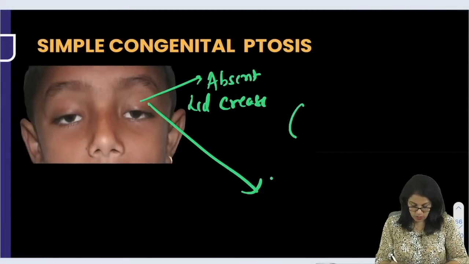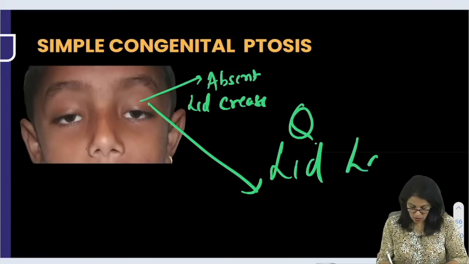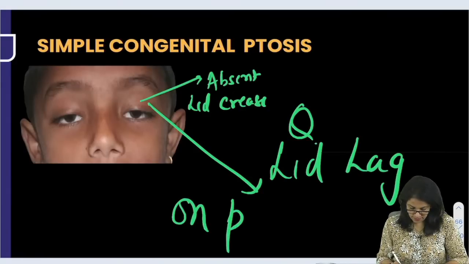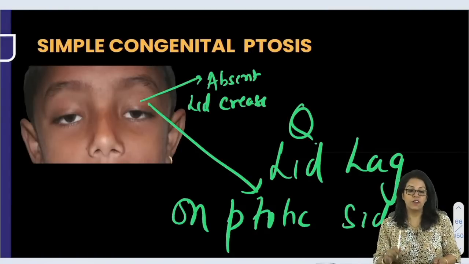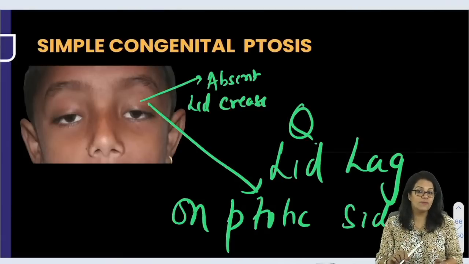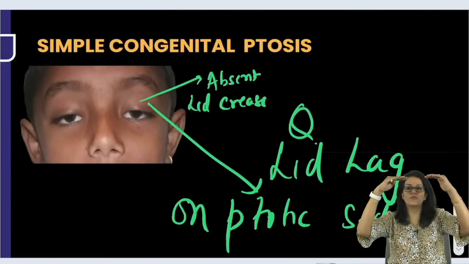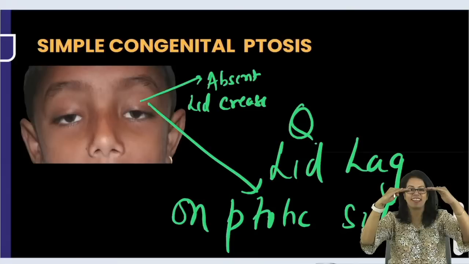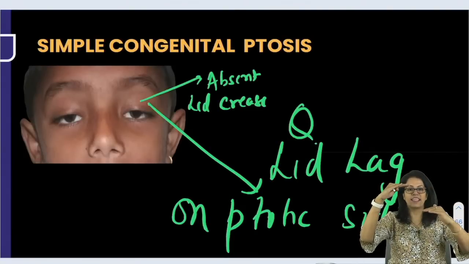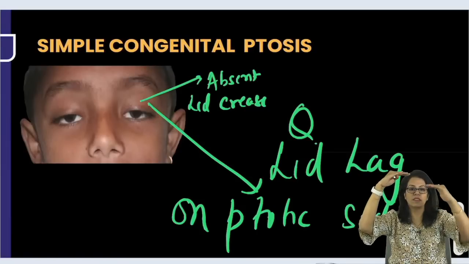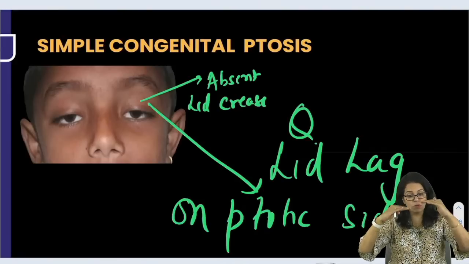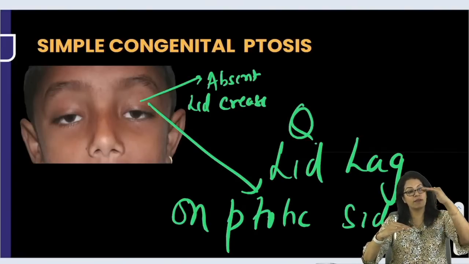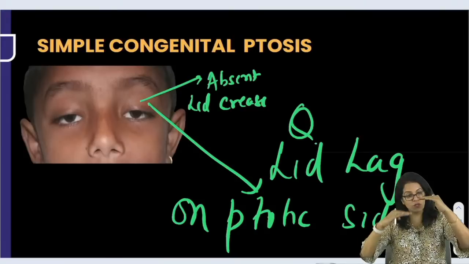Don't forget, this was an important question: lid lag on the ptotic side. You have to remember this. This is a feature of congenital ptosis. Do you understand what it means? Normally, suppose these are the two lids, and we say this is the ptotic lid. When you ask the patient to look up, this will go up, this cannot go up. But when you ask the patient to look down, this goes more down than even this. In the ptotic lid there is lid lag. So this goes more down and this is down.